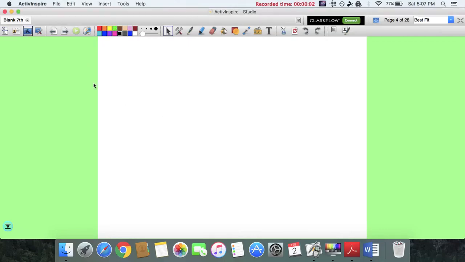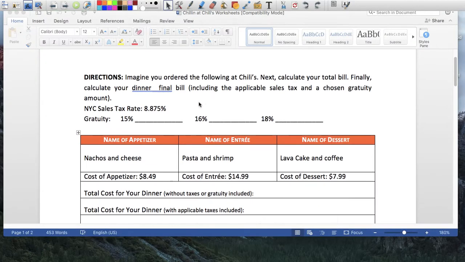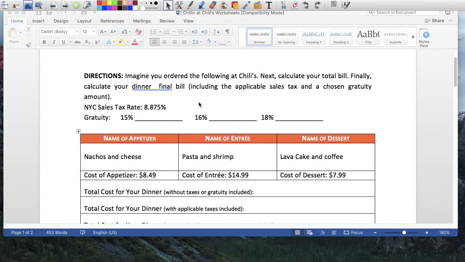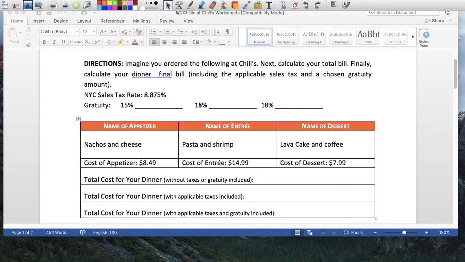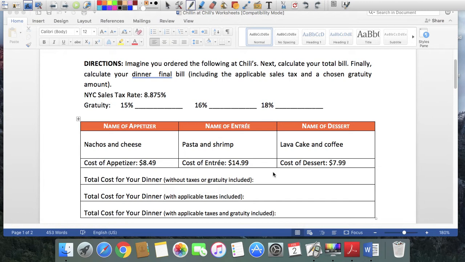Okay, so yeah, we're doing this one. And first thing we have to do is calculate the gratuity, which is the tips. So let's find out what our order is first. Our order with food is 8.49 plus 14.99 plus 7.99. So our food total is $31.47 without any tax or tip.